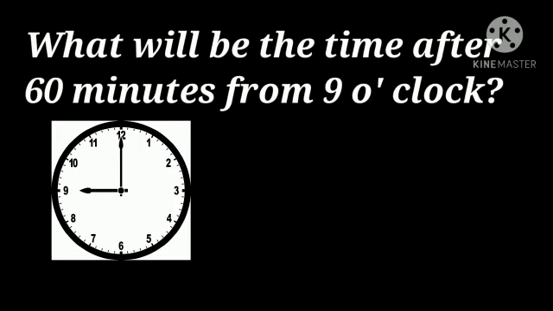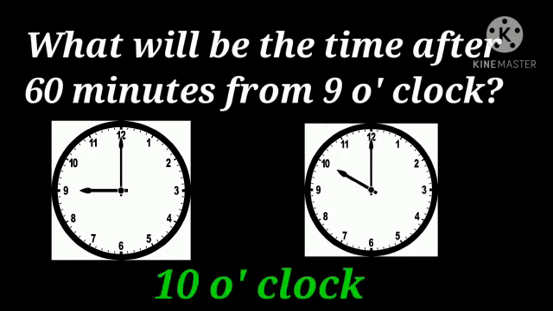Next one. What will be the time after 60 minutes from 9 o'clock? Now here you can see the clock. Small hand is at 9 and long hand is at 12. So the time is 9 o'clock. Now we have to find out the time after 60 minutes from 9 o'clock. So first, my dear student, 60 minutes makes 1 hour. So again we will move one step ahead. 1 hour after 9 is 10. So the time will be 10 o'clock.